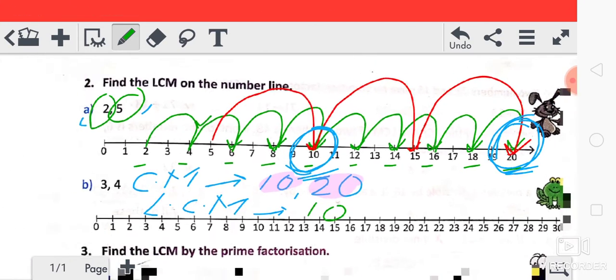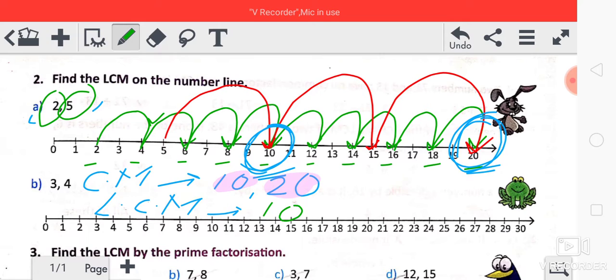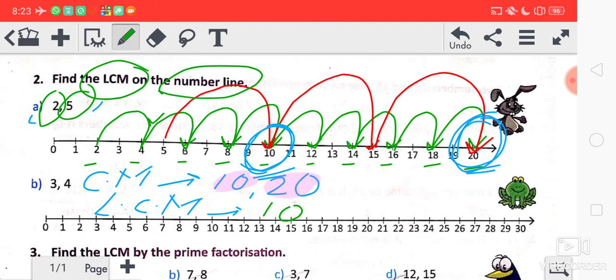So what is the procedure? This is the way to find the LCM on the number line. Okay, this is the process to find the LCM on the number line. Got it? Don't forget, on a number line how can we find the LCM? Like this. What do you have to do?